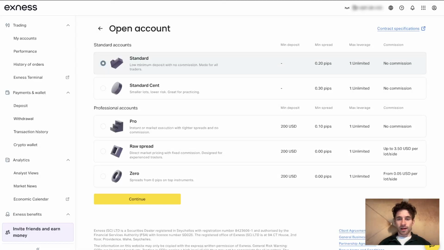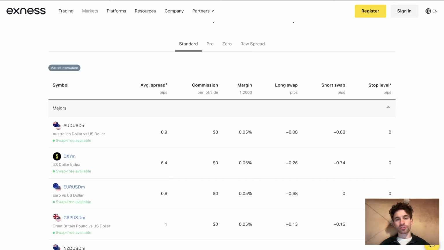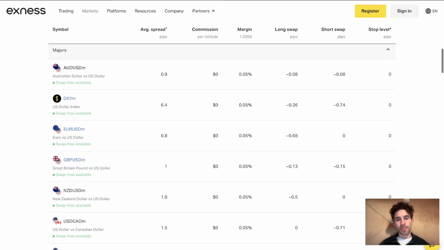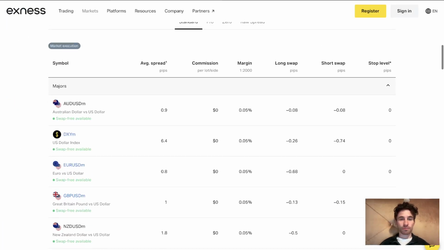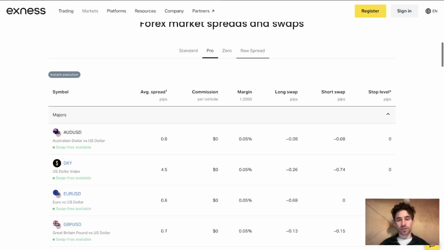Before you go ahead and open up an account with Exness, you really need to understand how the fees work, the different fee structures between each of the accounts that you can get access to, and what these actually are, because the different fees and spreads and commissions confuse a lot of people. So you'll want to understand what they are before you go ahead and open up your account.